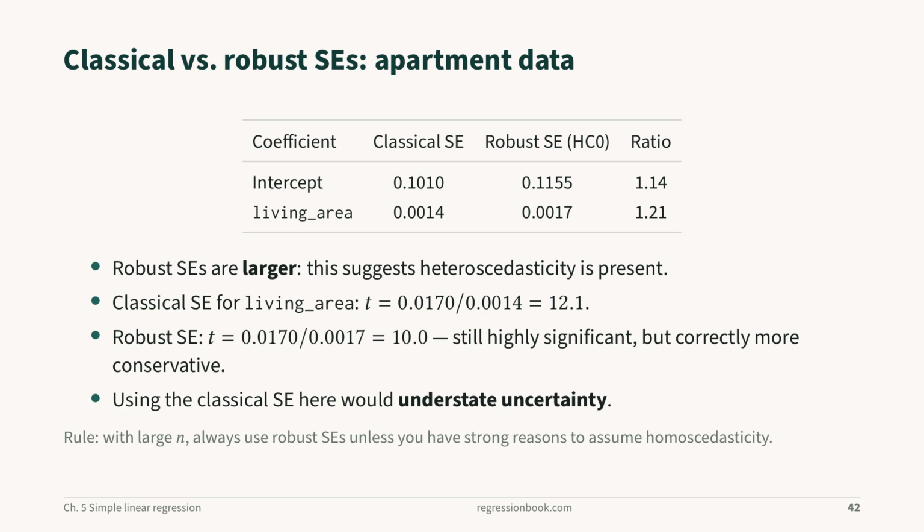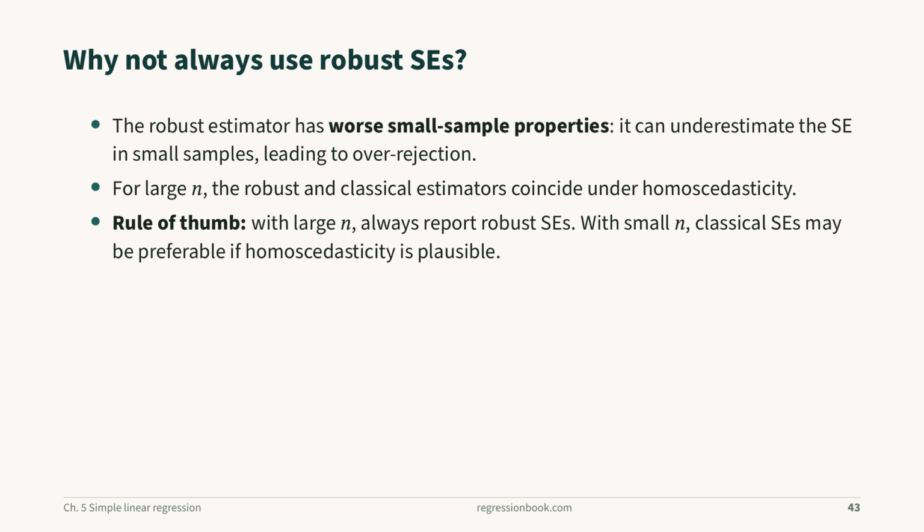Using classical standard errors here would understate uncertainty, and the rule at the bottom follows. With large samples, use robust standard errors unless you have strong reasons for homoscedasticity. Why not robust always and everywhere? Because the robust estimator has worse small sample properties. It can underestimate the standard error in small samples and over-reject true nulls.